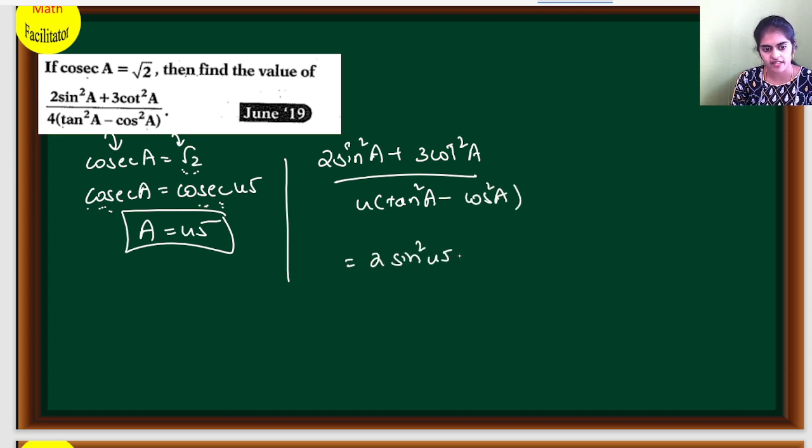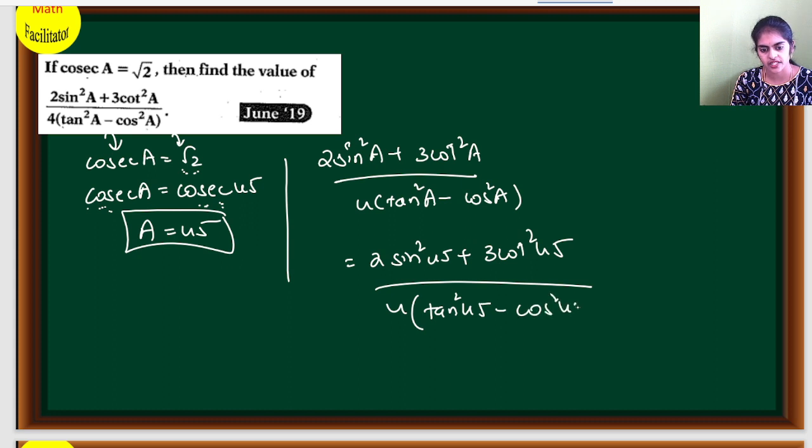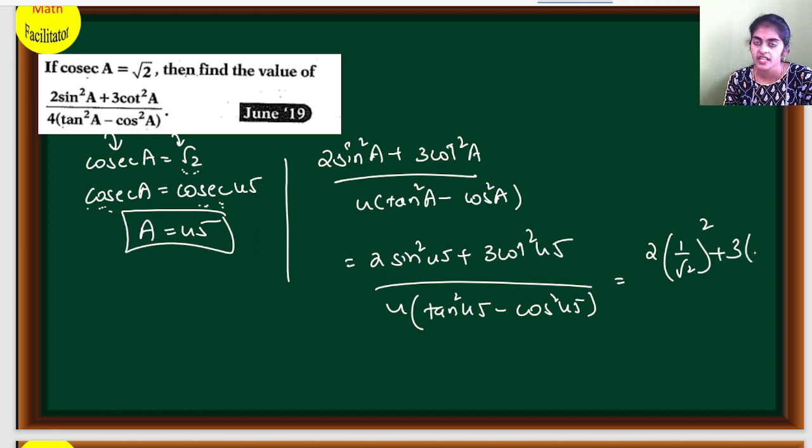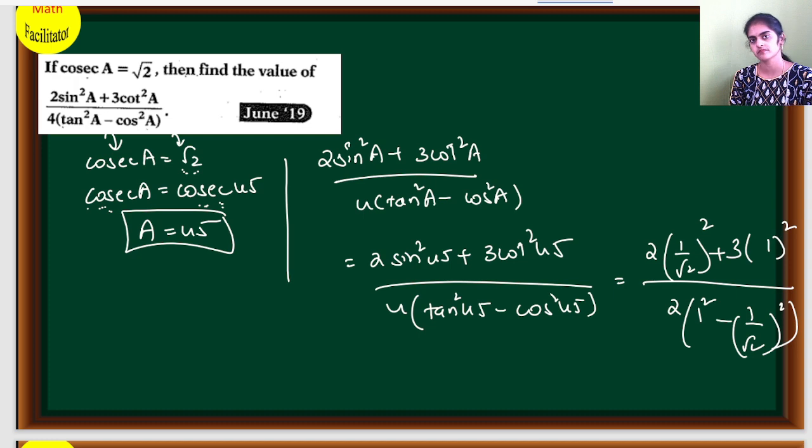Sin square 45 plus 3, A is nothing but 45. So you will substitute here, these 45 degree values. 2 into sin 45, that is 1 by root 2 whole square, plus 3 into cot 45, cot 45 is 1, whole square, divided by 2 into tan 45, 1 whole square, minus cos 45, 1 by root 2 whole square. That's done. Okay, solve this.